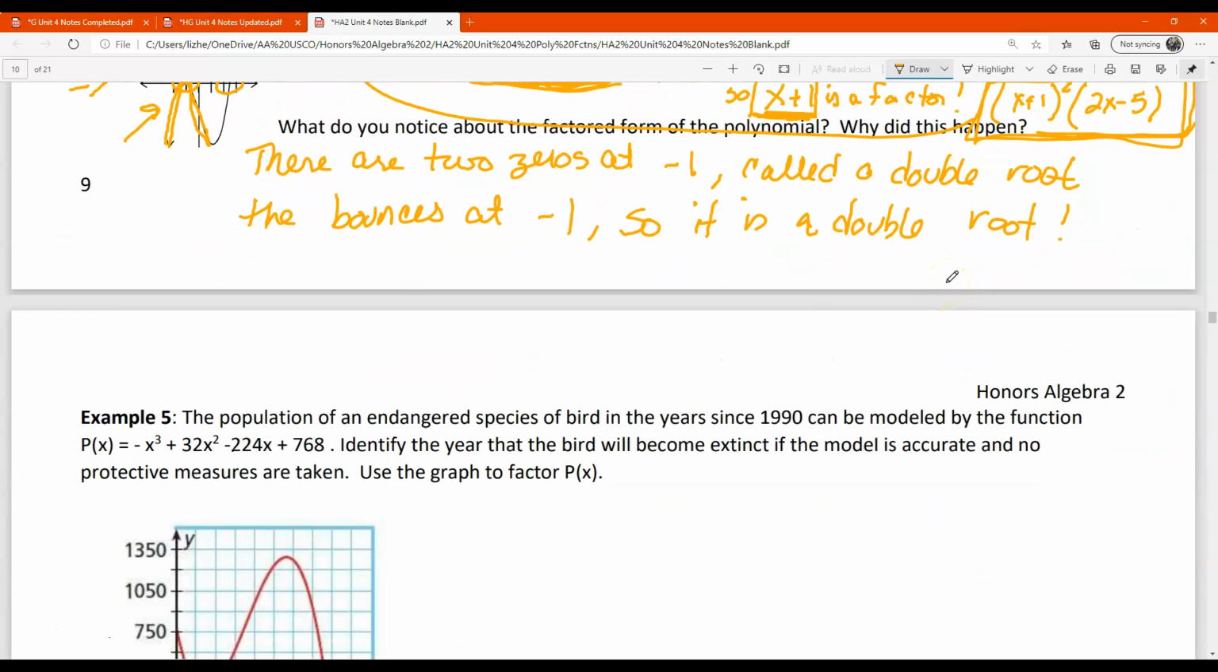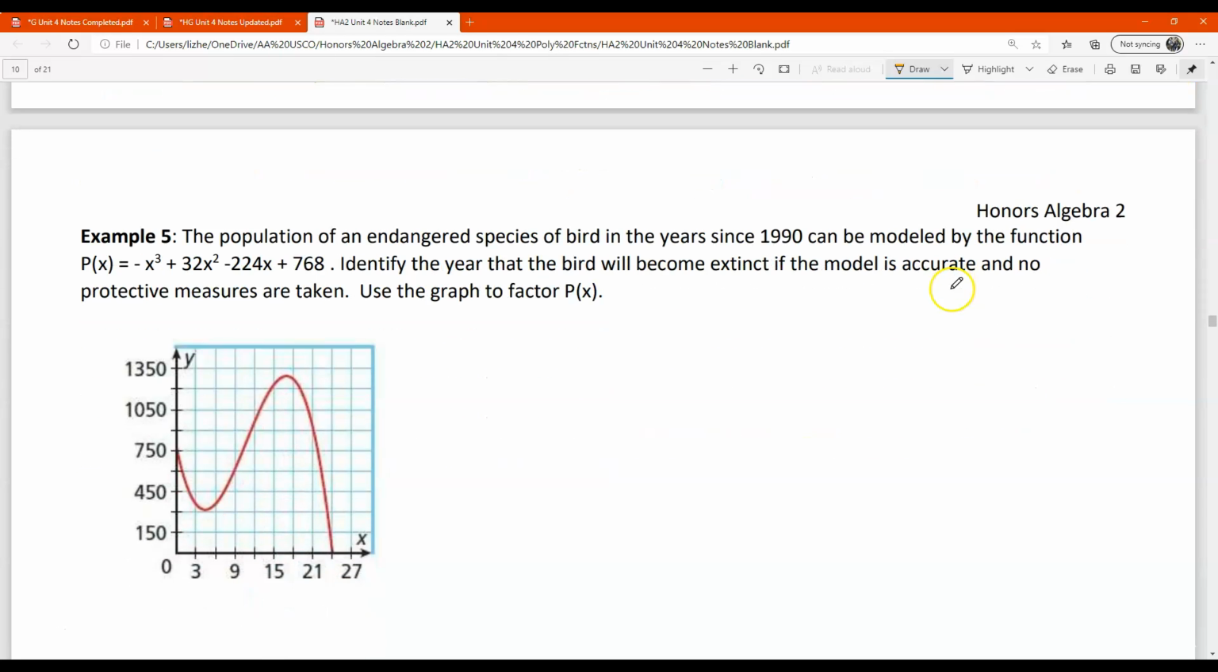All right, moving on, example 5. The population of an endangered species of bird in the years since 1990 can be modeled by the function P of x. Identify the year that the bird will become extinct if the model is accurate and no protective measures are taken. Use the graph to factor P of x. Okay, so we are looking for when the bird will become extinct.